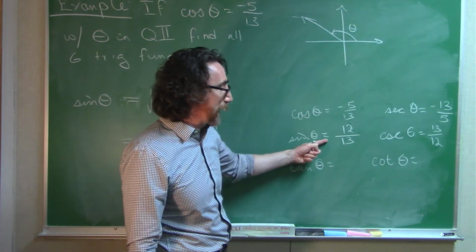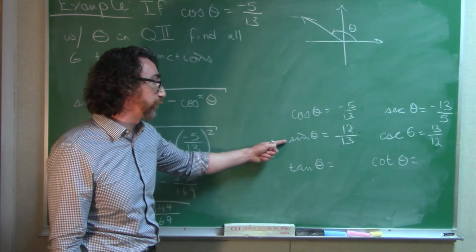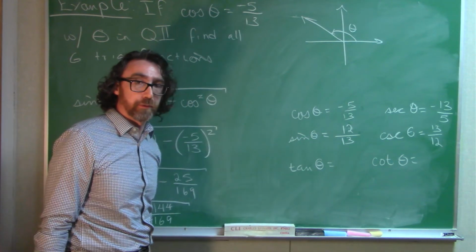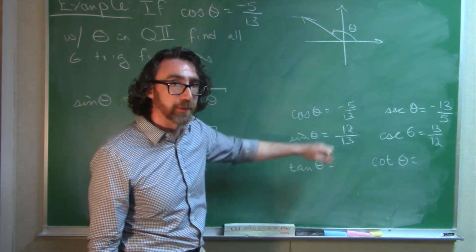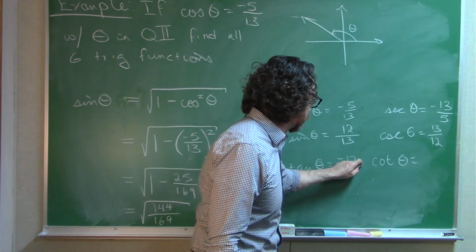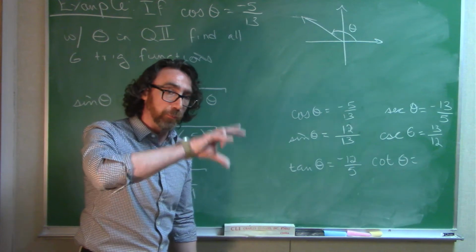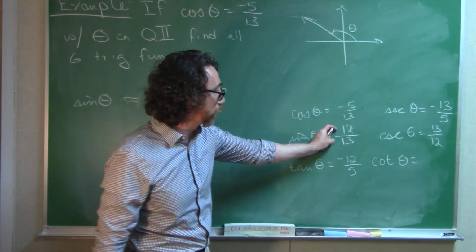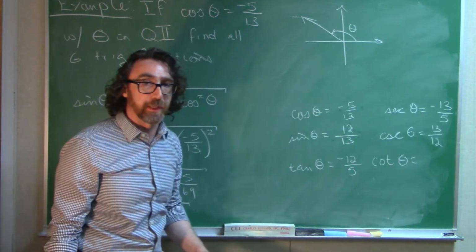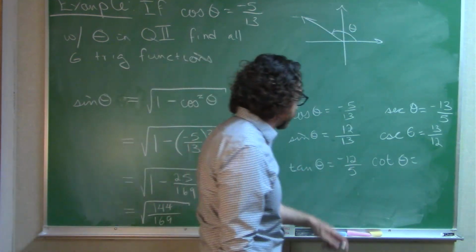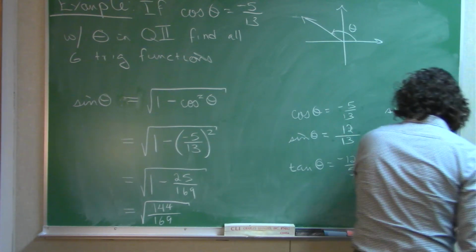If you know cosine and sine, use the ratio identity to get tangent. Take sine over cosine. You take this fraction, 12 over 13, divide by this one. So you get negative 12 over 5. If you don't believe me, actually write out the two fractions. Remember, you're multiplying by the reciprocal. So you take this one times the reciprocal of this one. The 13s cancel out. If you know tangent, then you use the reciprocal identity and you can get cotangent.